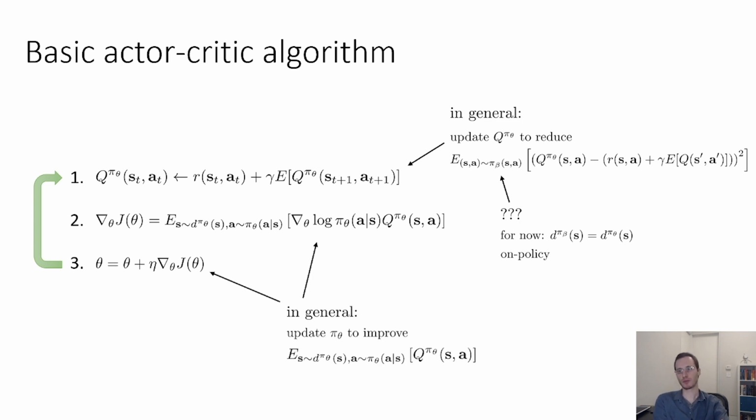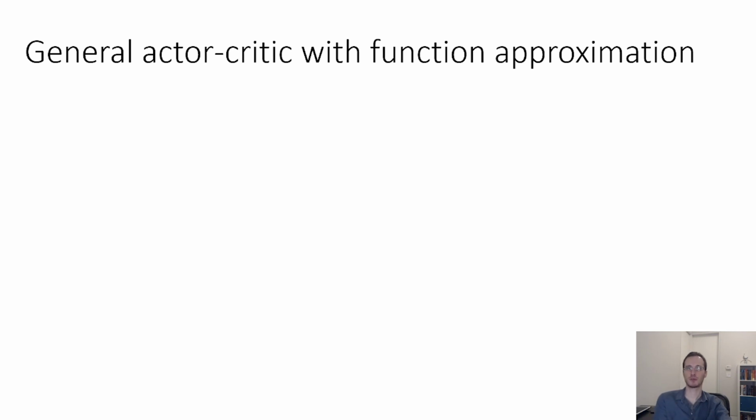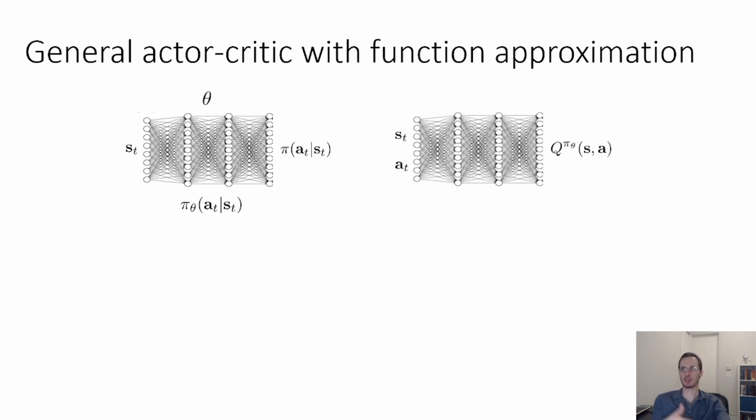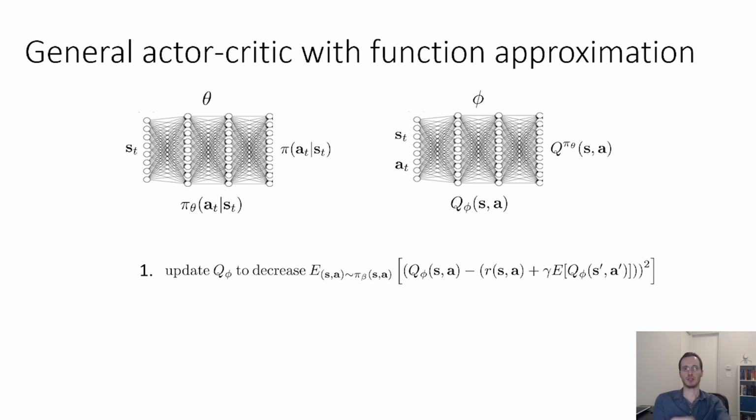And of course, in general, steps 2 and 3 just need to improve pi theta with respect to the expected value of q pi theta using some method. It doesn't have to be a policy gradient, although policy gradient is a reasonable choice. So the general actor-critic with function approximation would have two function approximators, one which takes the state and outputs a distribution over actions given the state and has parameters theta, and a second one that takes the state and the action and outputs the q value and has parameters phi. And in general, we could proceed like this: update q phi to decrease the expected Bellman error, update pi theta to increase the expected q values, and repeat. So this is kind of the basic sketch of a generic actor-critic algorithm.